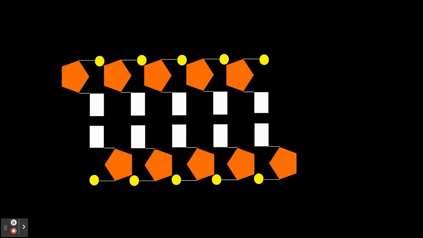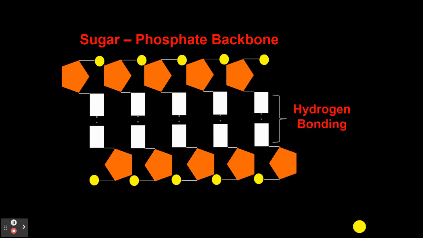So here we have a DNA molecule, so it's double stranded. And the sugars and the phosphate make the structural part or the backbone. And then between the bases, we have hydrogen bonds, and those end up holding the two sides of the DNA molecule together.